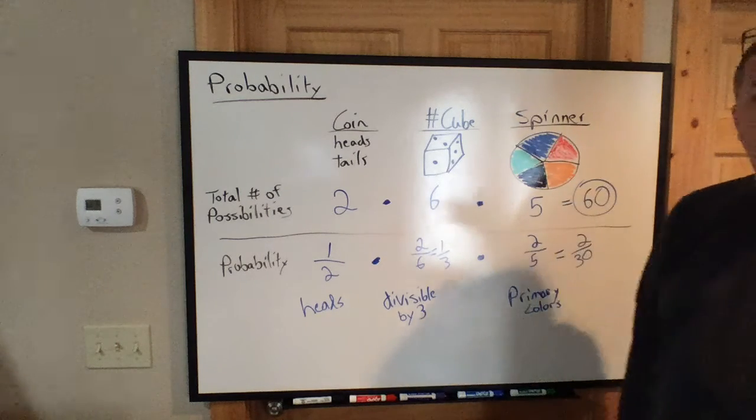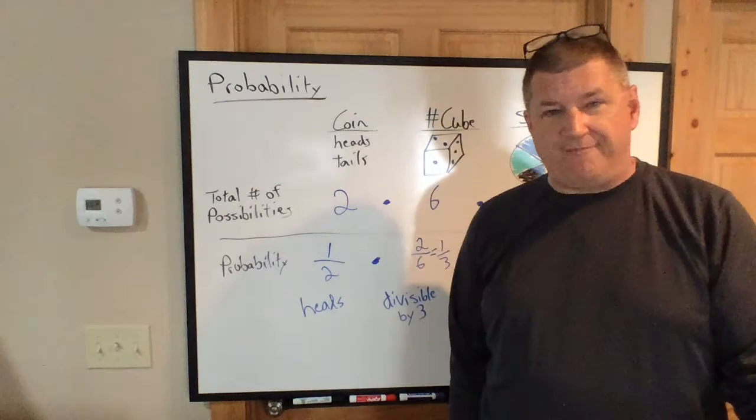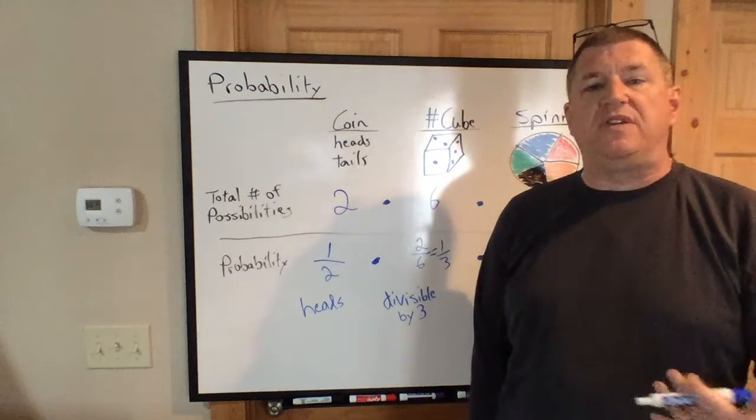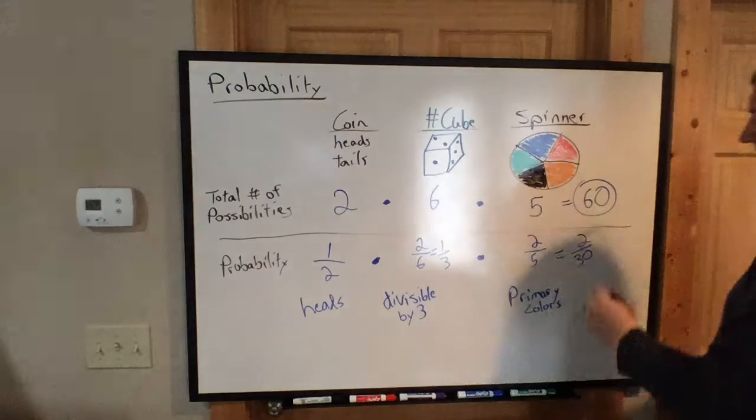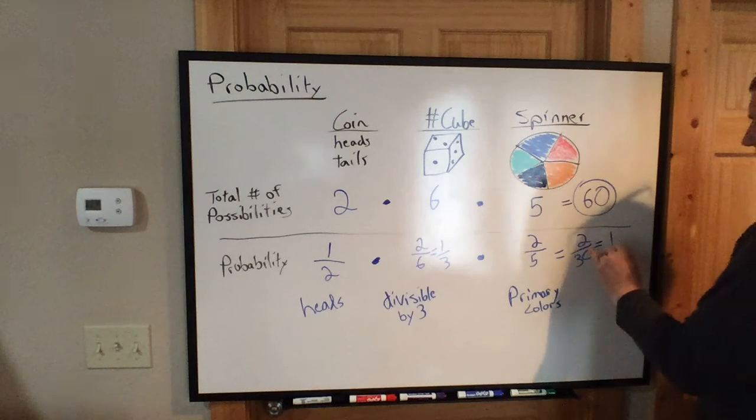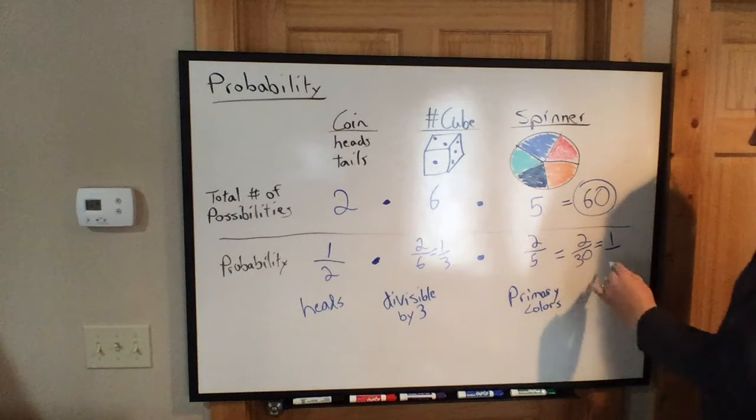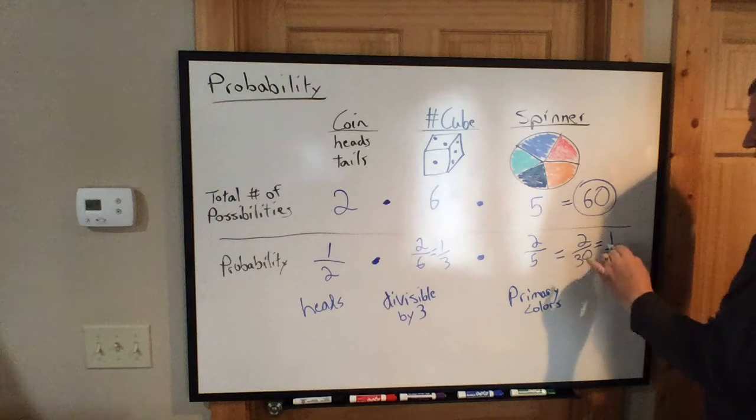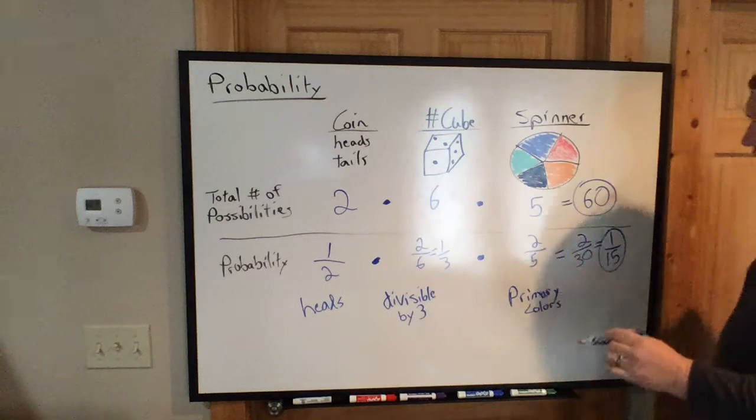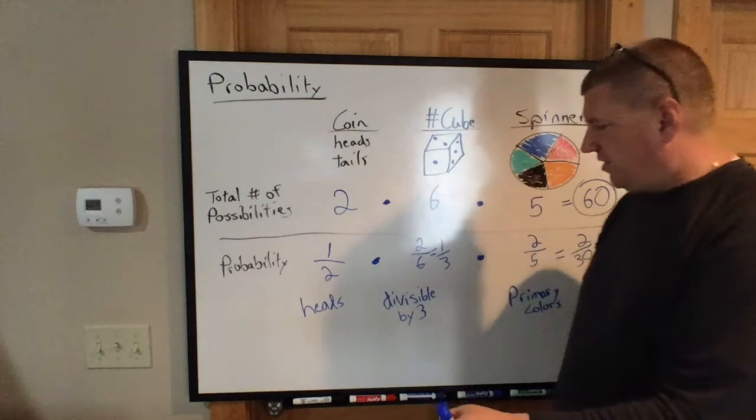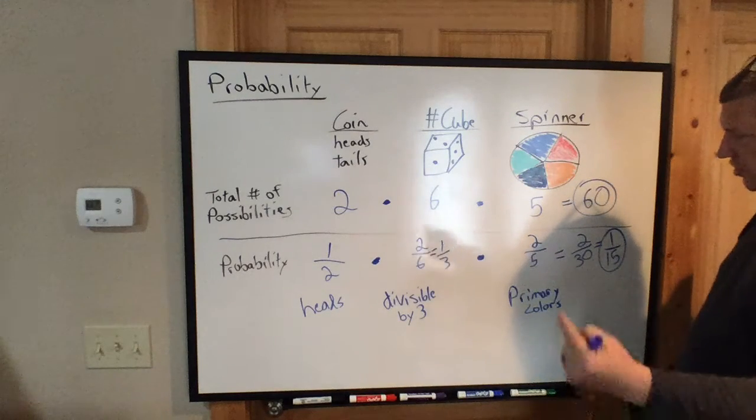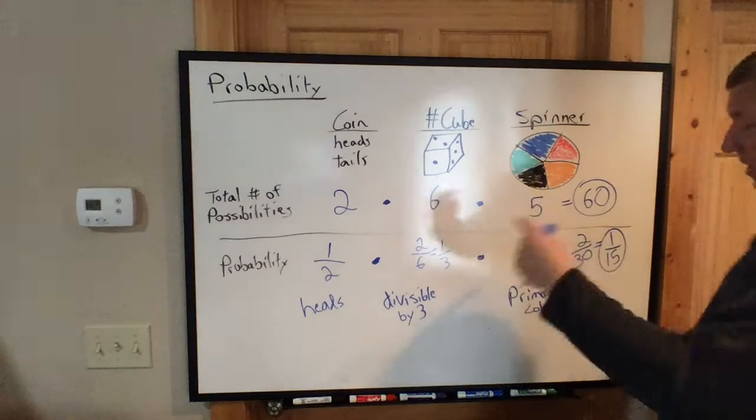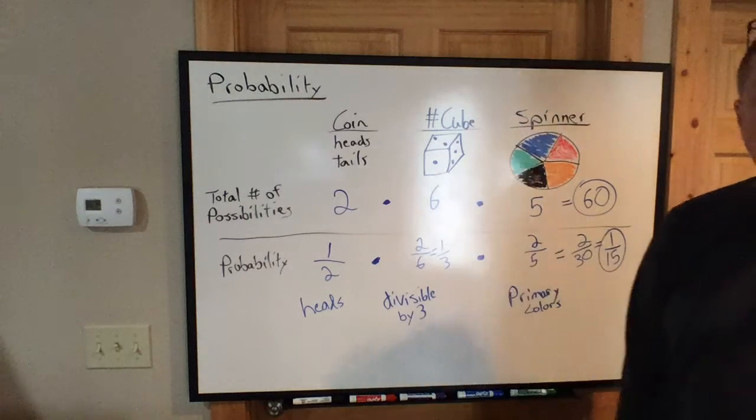So we have 2/30ths. Can I simplify that? Yes, I can. What goes evenly into 2 and into 30? 2. So we're going to divide the top by the 2, which is going to give me 1, and divide the bottom 30 by 2, which is going to give me 15. So the probability of flipping a heads, rolling a number that's divisible by 3, and spinning a primary color on these 3 is 1 out of 15 times that we would do that.